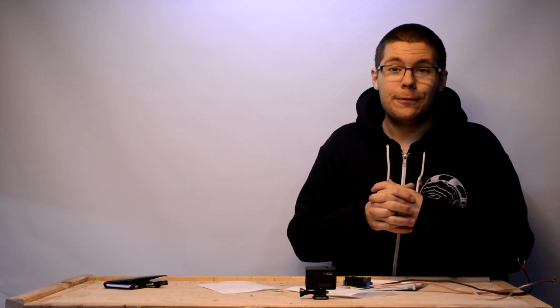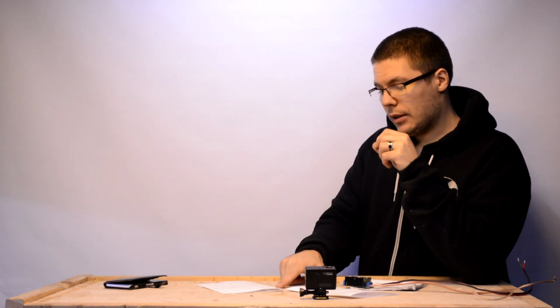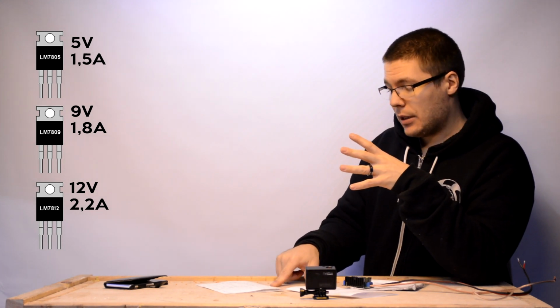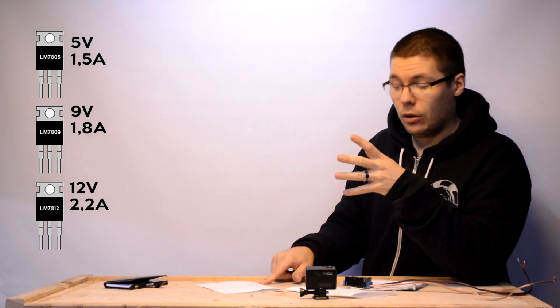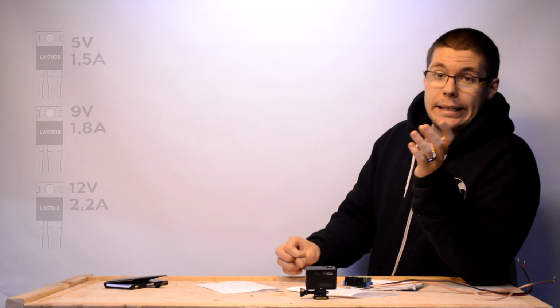So first of all, the markings on the components are LM7805 for 5 volts, LM7809 for 9 volts, LM7812 for 12 volts. Easy as that.